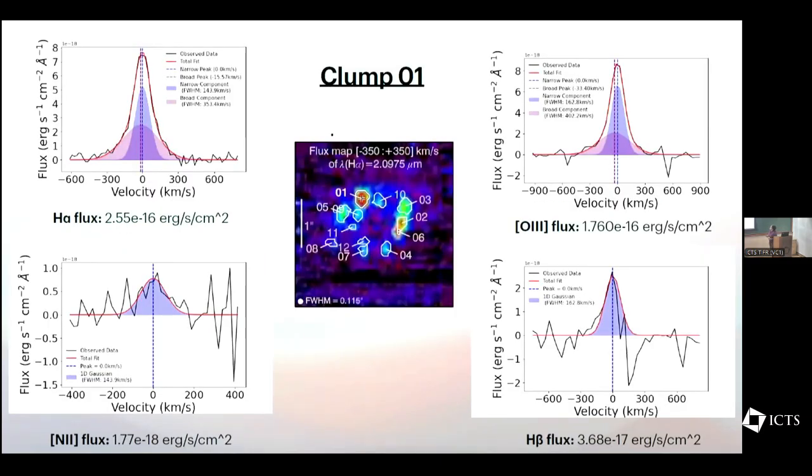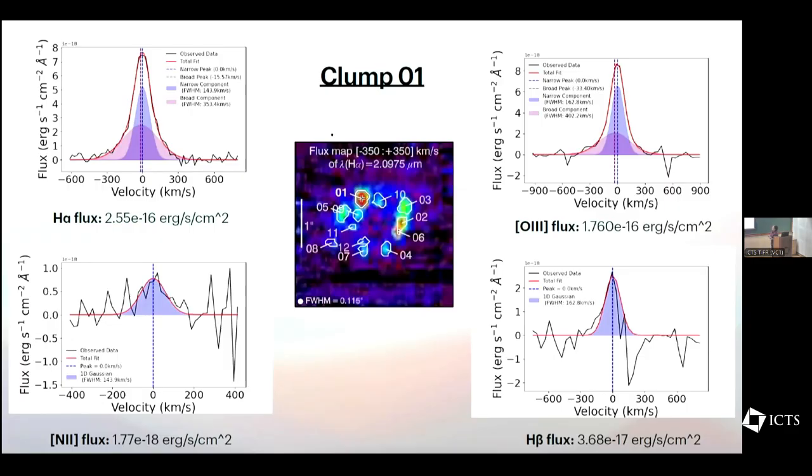Okay, so this is how we define the clumps, how the clumps look. This is the brightest clump, clump 1, and here we can see the spectra of different emission lines. For the H alpha and O3 emission lines, we can see another Gaussian component, and the component is slightly asymmetric as well, which is a hint of stellar outflow in the clump.